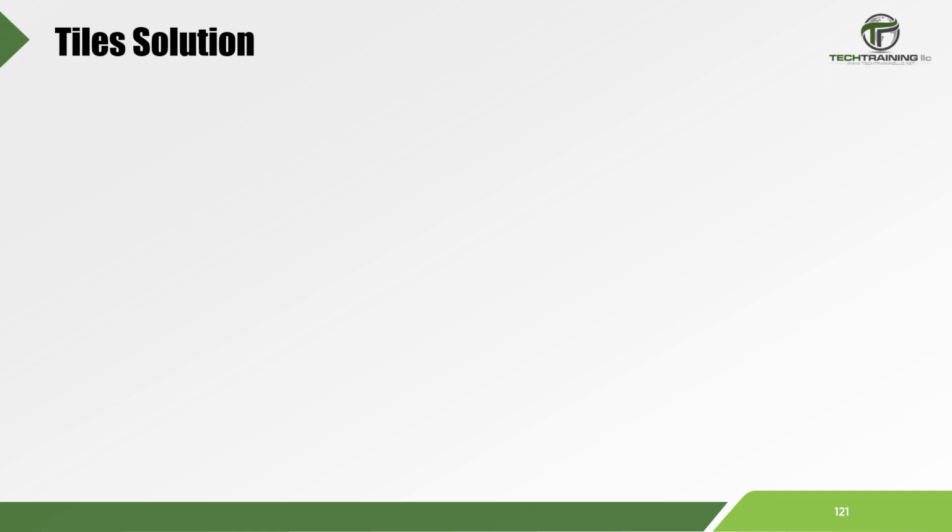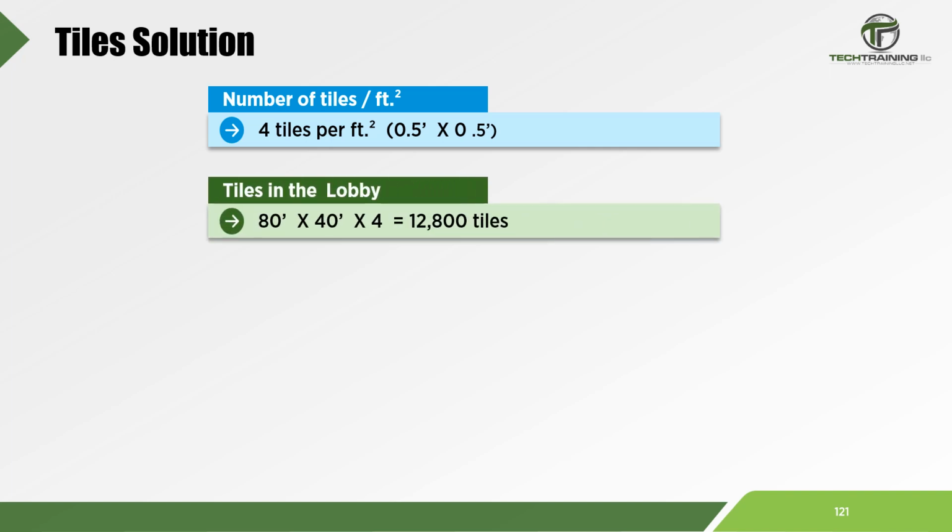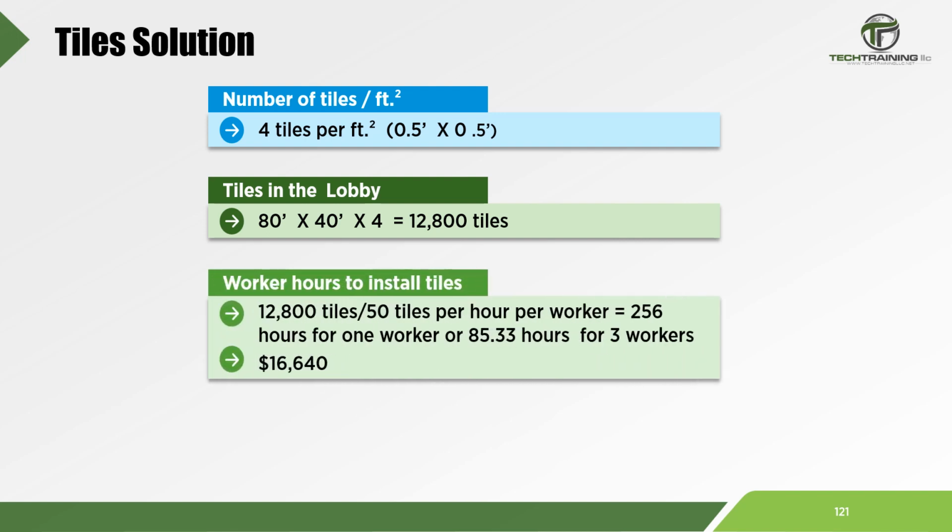In order to cover 1 square foot of the lobby, we need 4 tiles. Therefore, the amount of tiles can be calculated as 80 feet times 40 feet times 4, or 12,800 tiles to cover the entire lobby. So, our quantity of work is 12,800 tiles. Our efficiency rate is 50 tiles per hour, per worker. This means we need a total of 256 hours for 1 worker, or 85.33 hours for 3 workers. This gives us a total estimated cost of $16,640 for the entire project.